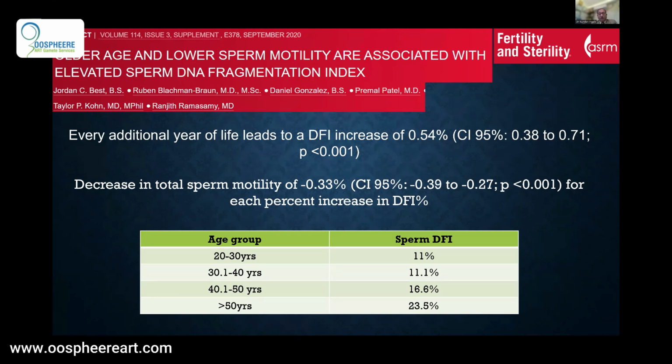Now, age also affects it. In this age group, up to 40 years, the sperm DFI is seen at around 11%, but we know the cutoff is 15%. As the man goes beyond 40 years up to 50 years, the sperm DFI is 16.6%. And if he is more than 50 years, the age-related DFI is almost 23.5%.